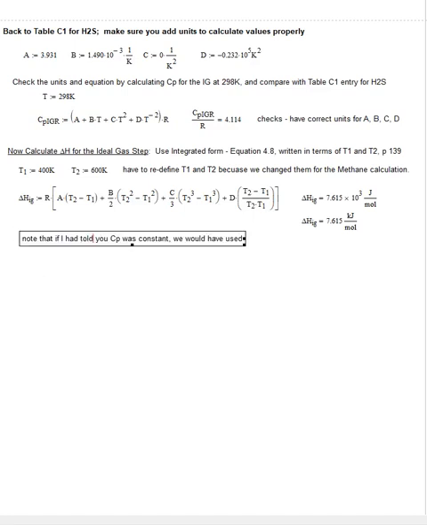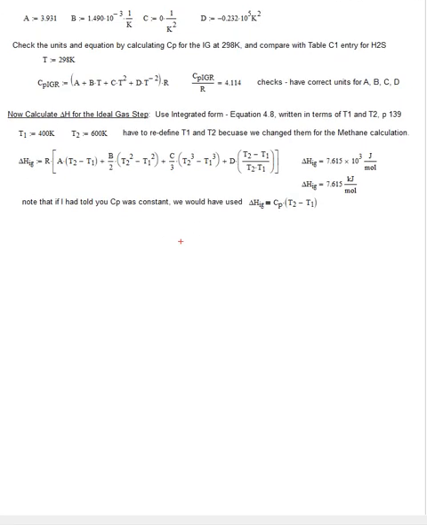So just remember, this is our ideal gas case where we have to integrate CP over our temperature range. If I had given you a constant heat capacity, it would have just been an easy peasy calculation. Delta H is equal to CP delta T.